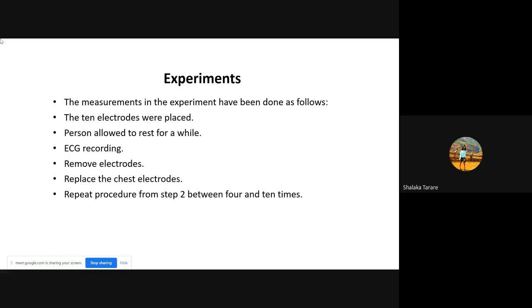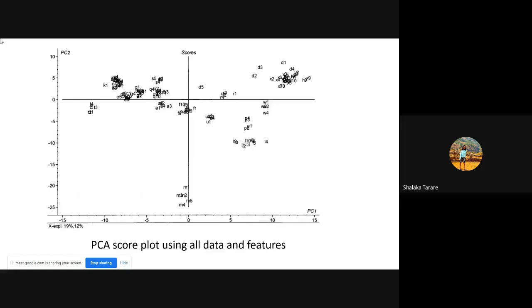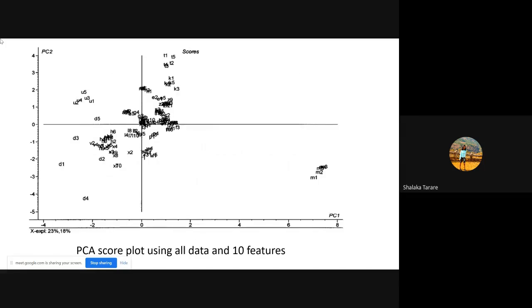Three operators have been involved in placing the electrodes, to ensure that the operator who places the electrodes does not affect the classification. All 3 operators have been involved in the measurements of some persons. This shows that it is not possible to distinguish a person depending on who has performed the ECG measurement. So this is the PCA score plot using all data and features, and this is the PCA score plot using all data and 10 features.